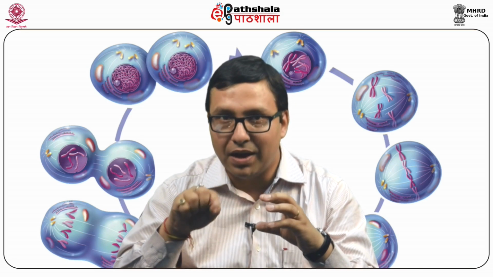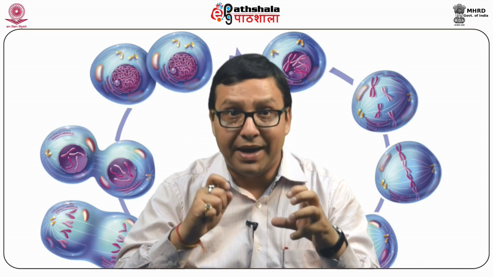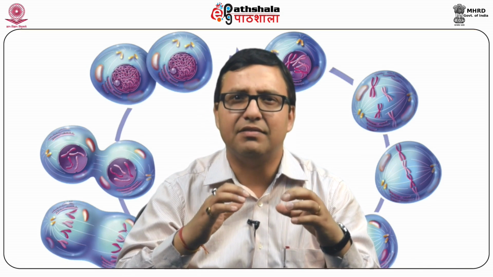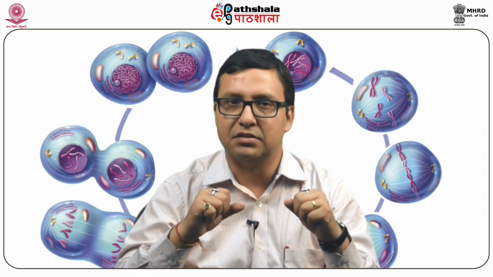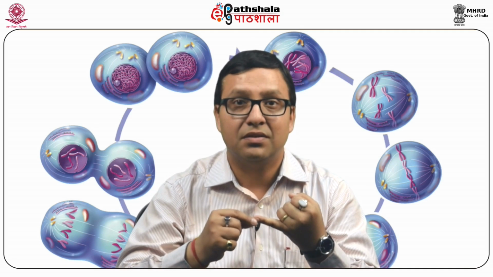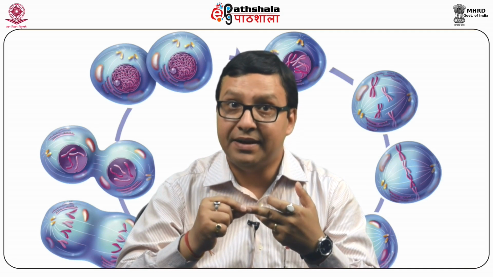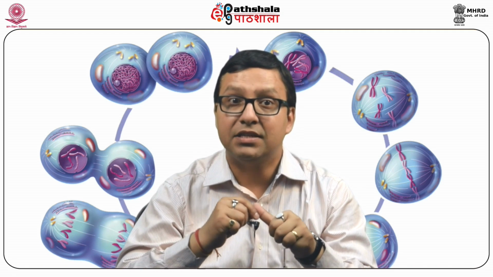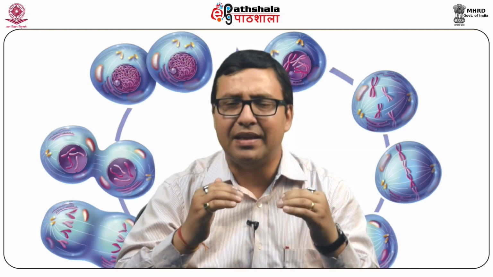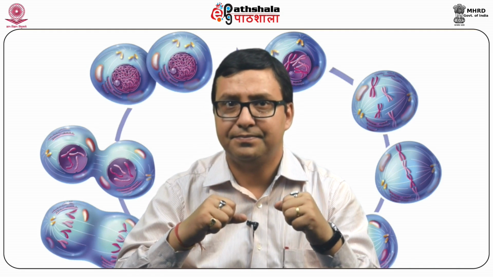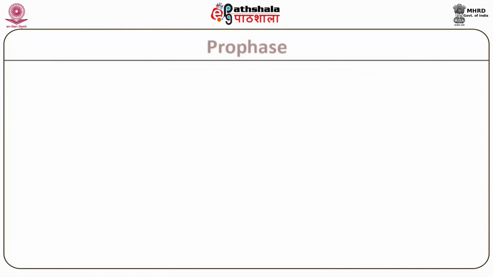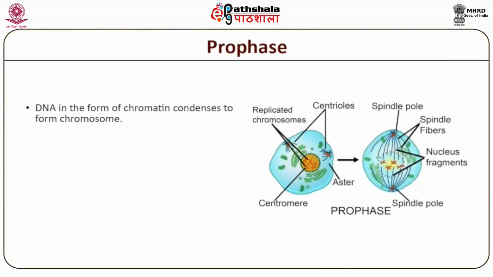a distinct plasma membrane. Mitosis is generally divided into 5 stages: prophase, prometaphase, metaphase, anaphase, and telophase. We will discuss these stages separately in detail. First, we will start with prophase. During this phase of mitosis, DNA, which was earlier present in the form of chromatin, starts condensing to form chromosomes.